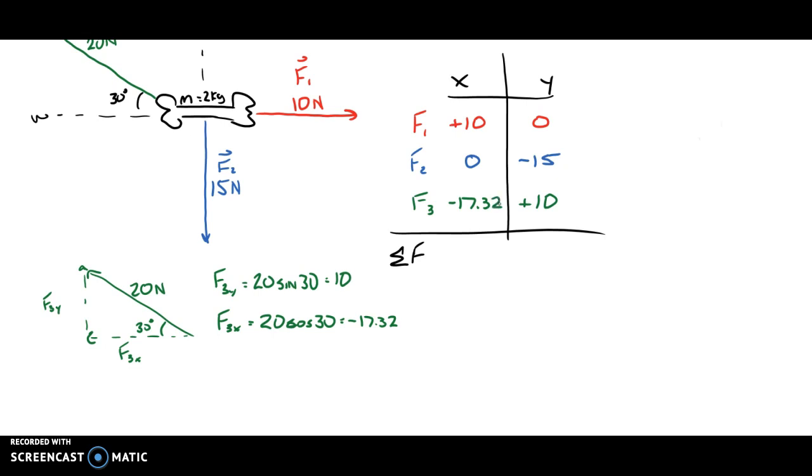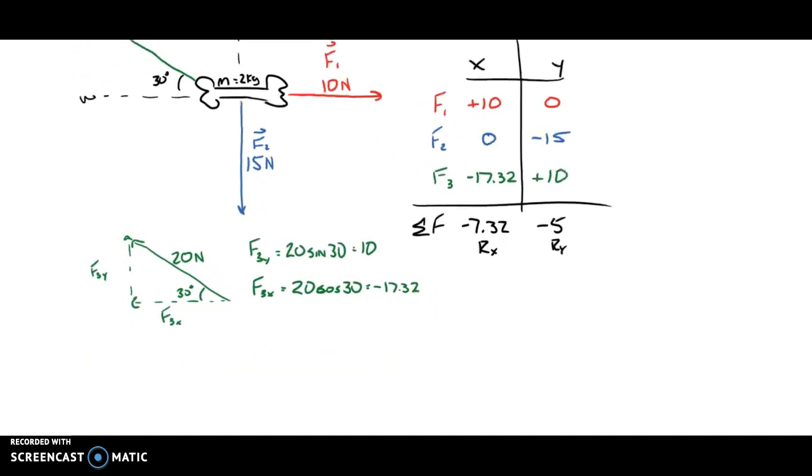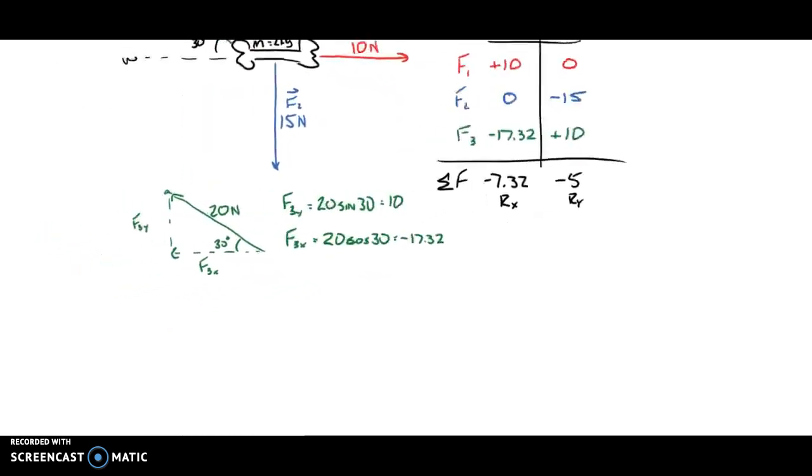So I have all three pieces, and now I can add them up. In the x direction, I get a component that's negative 7.32, and then the y is negative 5. So those are my components of my total force. I would call that Rx and Ry, my resultant components. And so this bone is being pulled partially to the left and partially down.